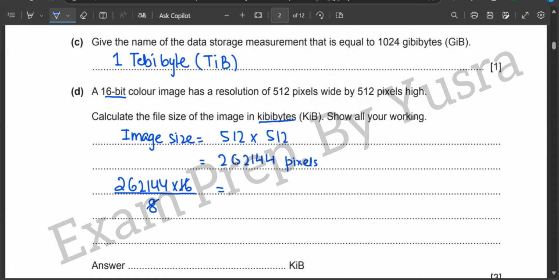We can simplify this. Our final answer would be 524288 bytes. You have to convert this to kilobytes. We will divide this by 1024. And our final answer would be 512 kilobytes.